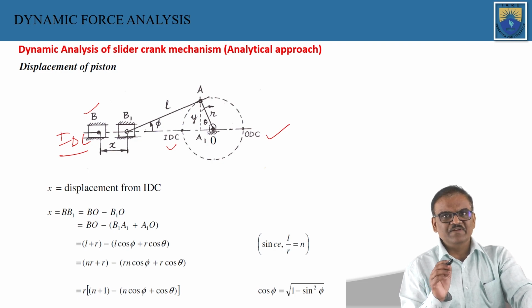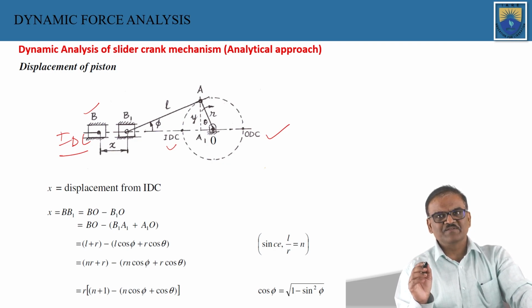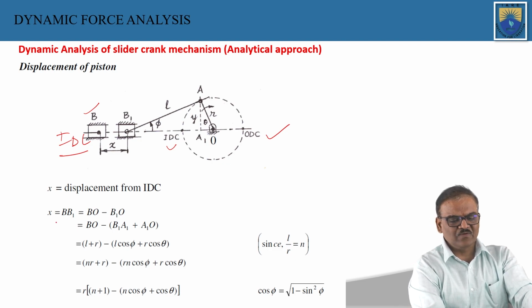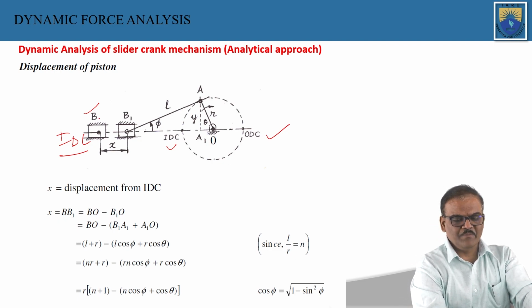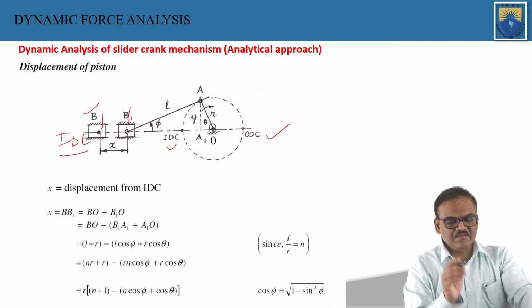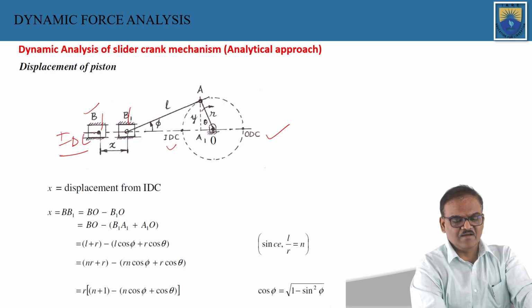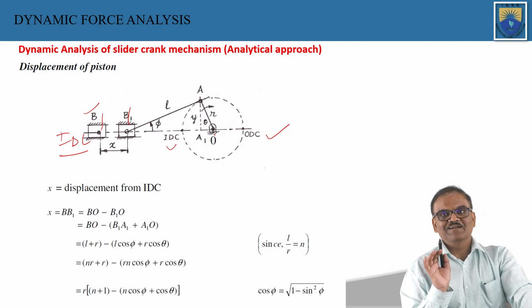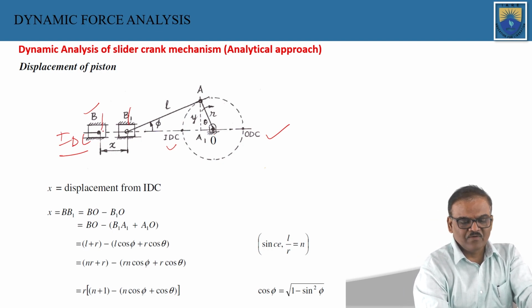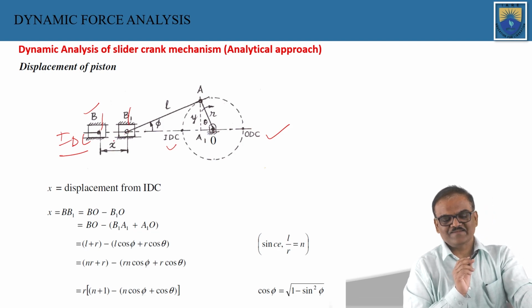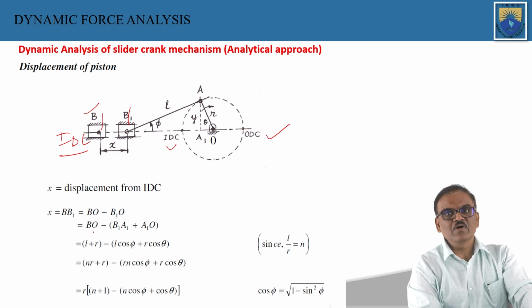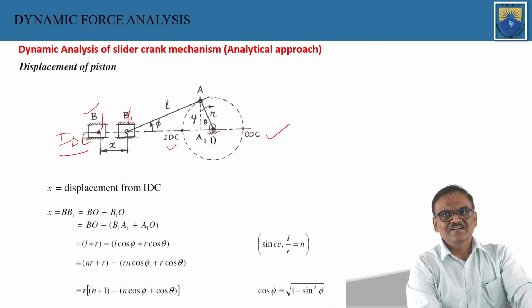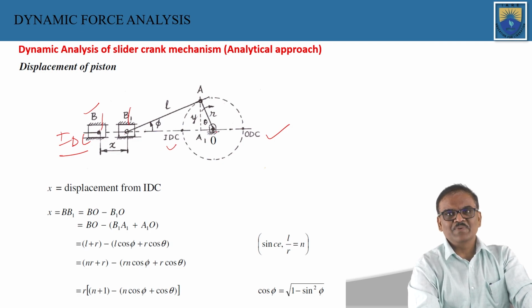Then here, X is equal to the displacement from the IDC, therefore X is equal to BB1. This is the displacement distance. We can consider this as BO minus B1O, that is the distance. So from here to here minus from here to here is equal to X. Then BO minus B1A1 plus A1O.